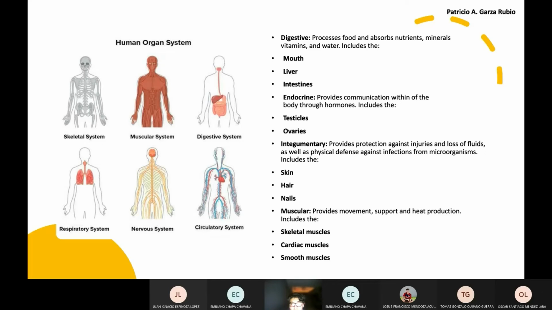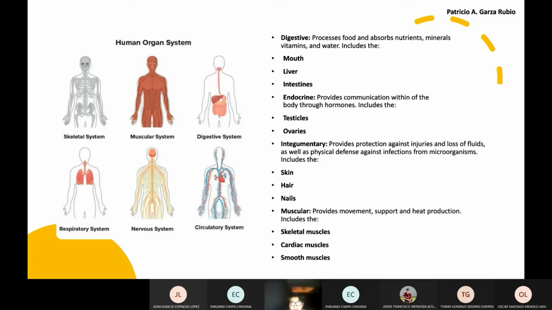Endocrine. Provides communication within the body through hormones. It includes the testicles and the ovaries. Integumentary. Provides protection against injuries and loss of fluids, as well as physical damage against infection from microorganisms. Some that it includes are the skin, hair, and nails.